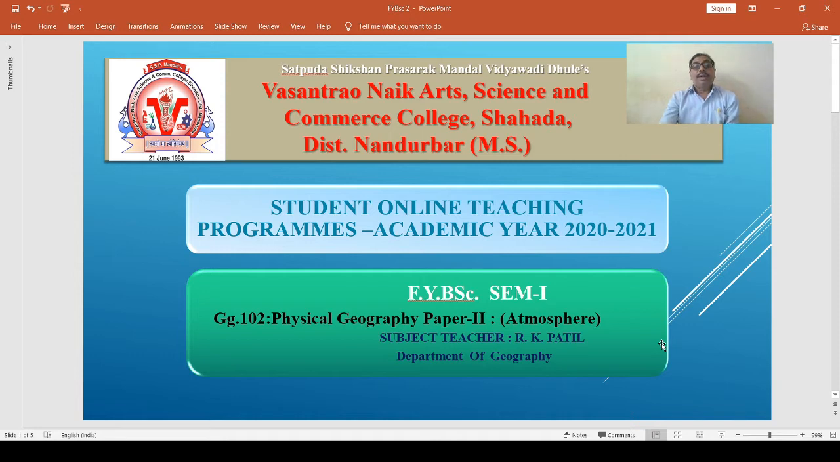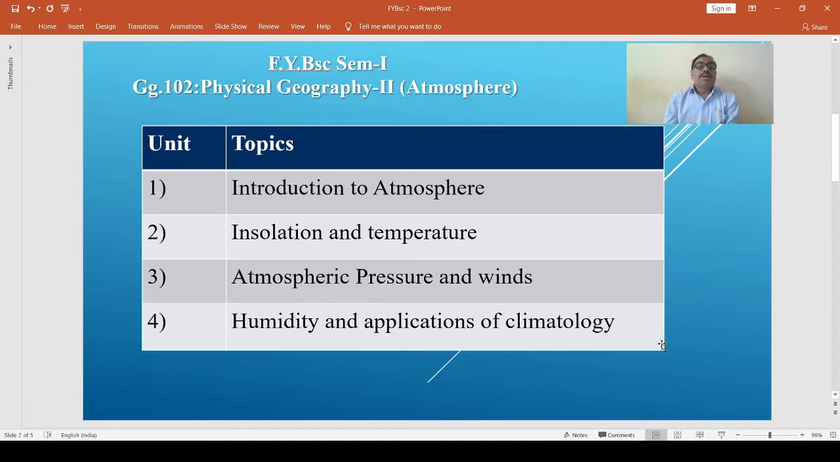It studies the atmosphere. In this second paper of geography, we have to study four units for the first semester. The first unit is Introduction to Atmosphere. The second unit is Insolation and Temperature. The third unit is Atmospheric Pressure and Winds. And the fourth unit is Humidity and Applications of Climatology.